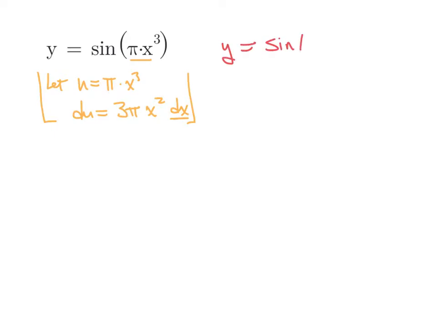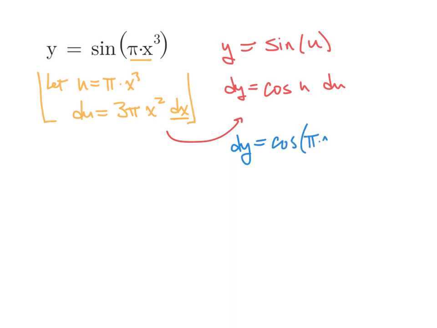So since u was the inside function, we're going to have y is equal to the sine of u. Find the differential of y. So the derivative of sine is cosine, which means that the differential of sine u is going to be cosine of u du. Next, we convert everything back into being in terms of x's. And so dy is going to be the cosine of u, but u was pi times x to the third. And du is 3 pi x squared dx.